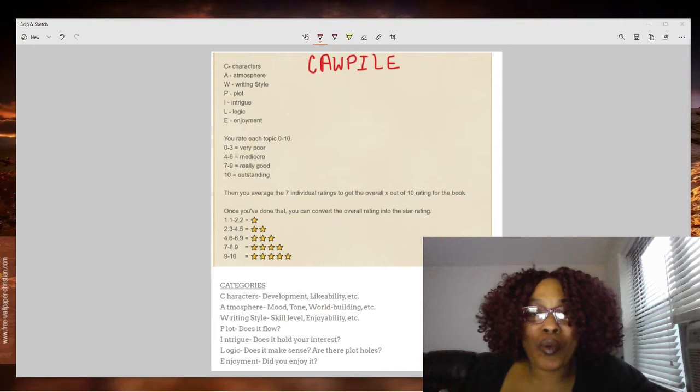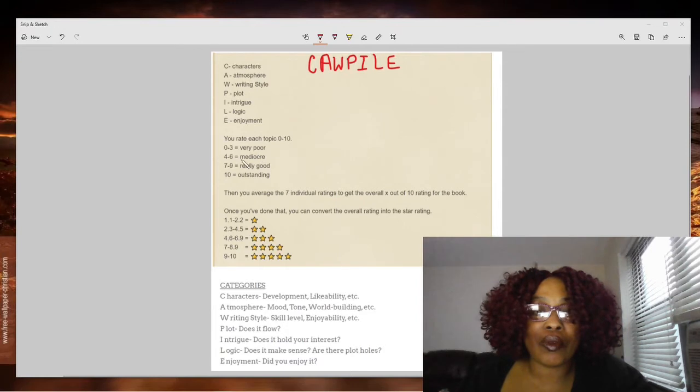So the way this CAWPILE system works is that, well, here's the word CAWPILE that you can then put going down and use as an acronym, right? So you take the C for characters, the A for atmosphere, W for the writing style, P for the plot, I for intrigue, L for logic, and E for enjoyment. And you give each one of those letters a rating. So here's your rating scale right here.